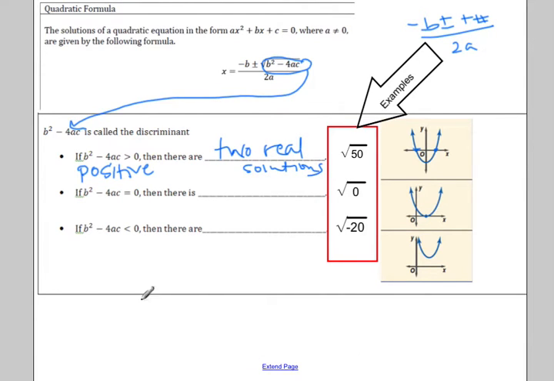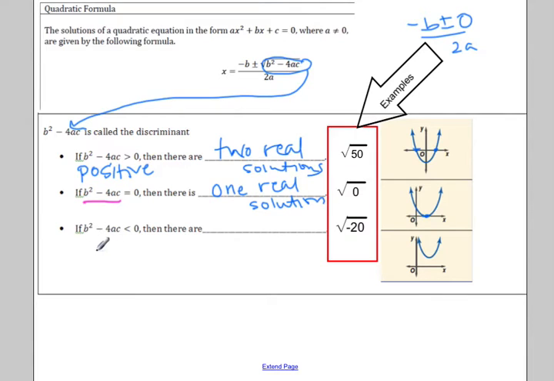Now it tells me if my square root is equal to 0. Okay, well, let's think about it. If I have negative b plus or minus, what's the square root of 0? Square root of 0 is going to be 0. If I add or subtract 0, it's going to give me the same answer. So this case, only going to give me one solution. One real solution.